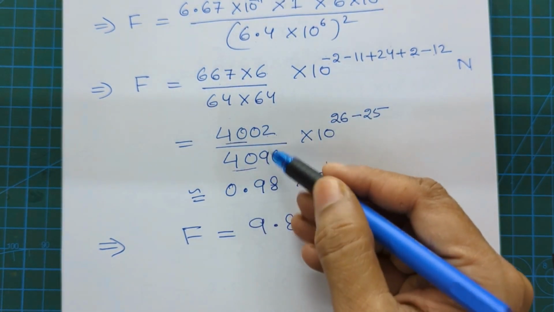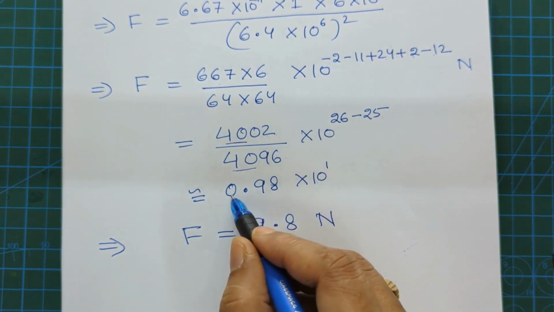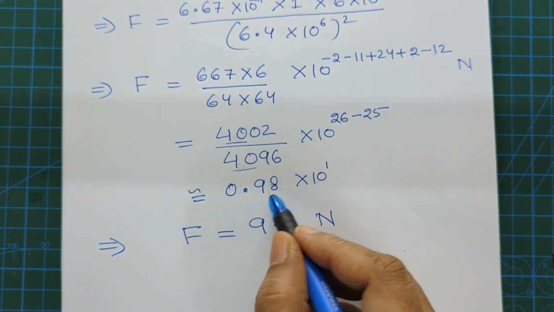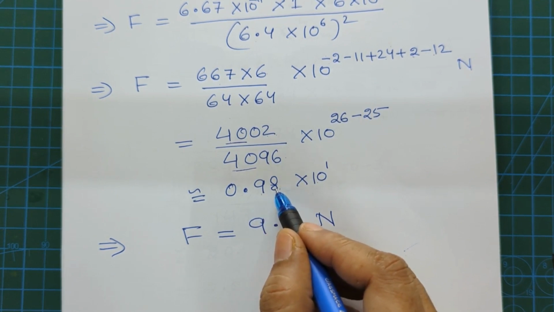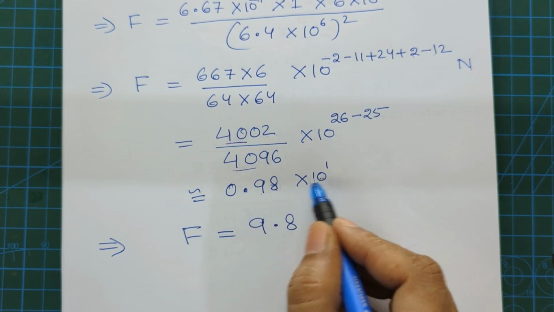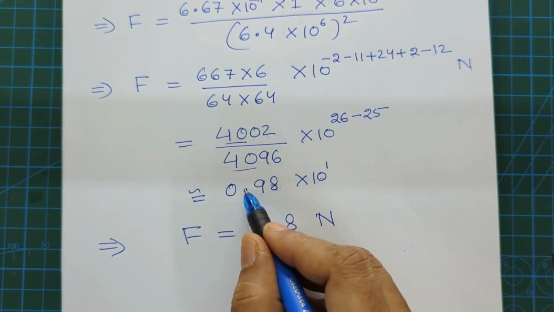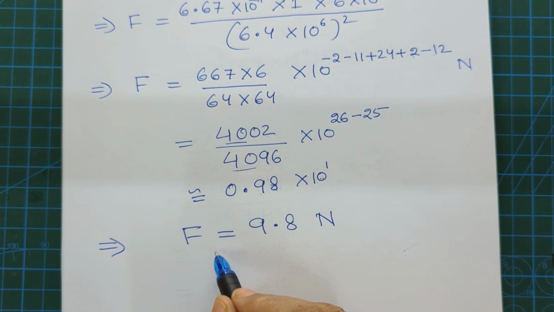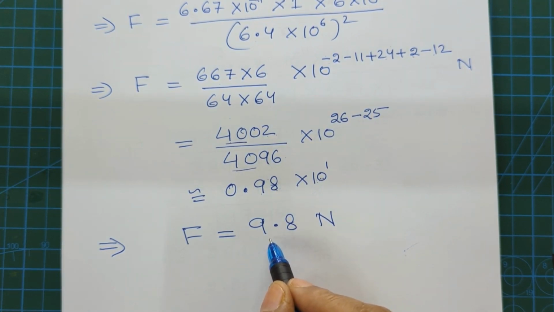That a bit less than 1 can be 0.99, 0.98, 0.97, any of them. So when you divide them, you will get something like 0.99 or 98 or 97. I chose 98. And into 10 to the power 1. So when we multiply this number by 10, the decimal shifts one place, and the force of gravity between a 1 kilogram object and earth is 9.8 Newton.